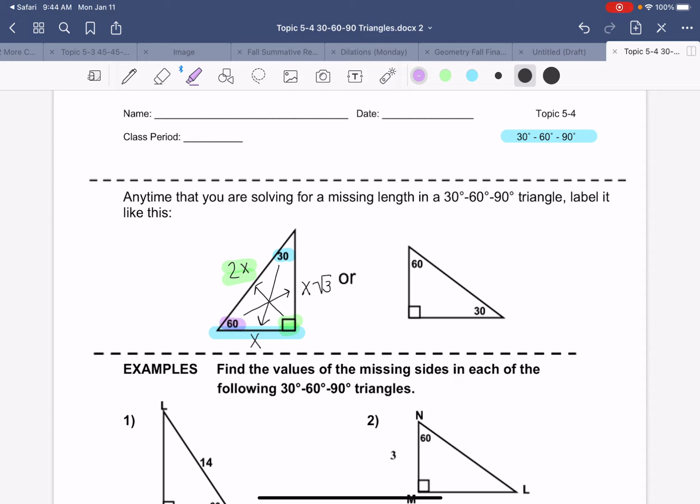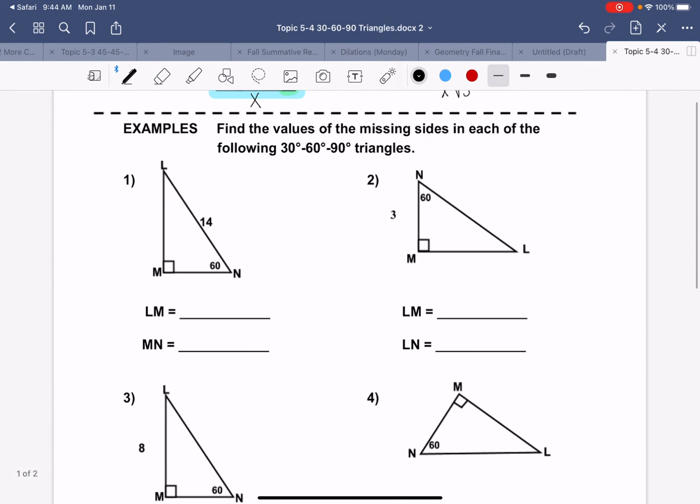The 2x will always go across from the 90-degree angle, and last but not least, the 60 will go across from the x times the square root of 3. Same thing: across from the 30 will always be x, across from the bigger angle will be x times the square root of 3, and the hypotenuse will be labeled with 2 times x. So I'm going to do an example of each.